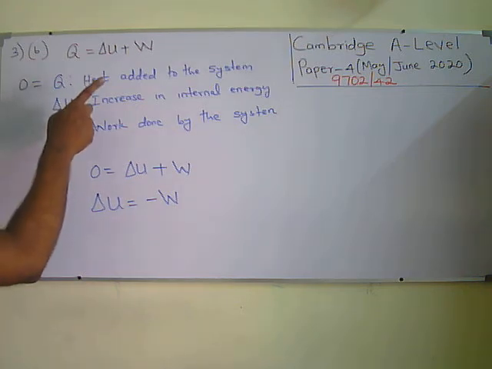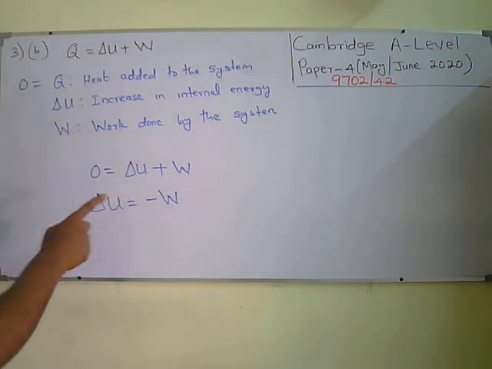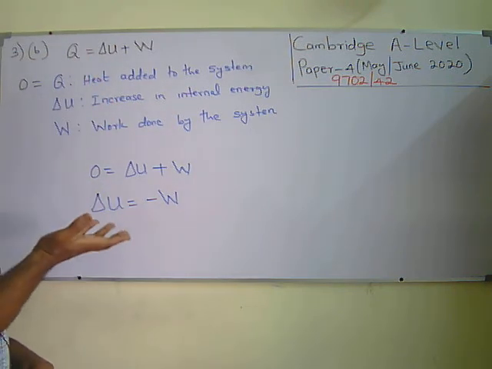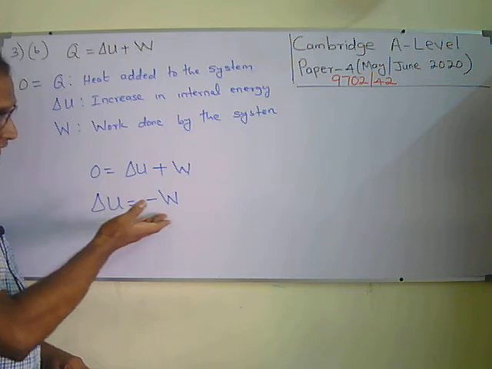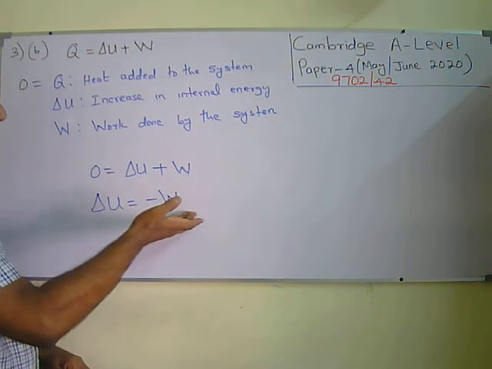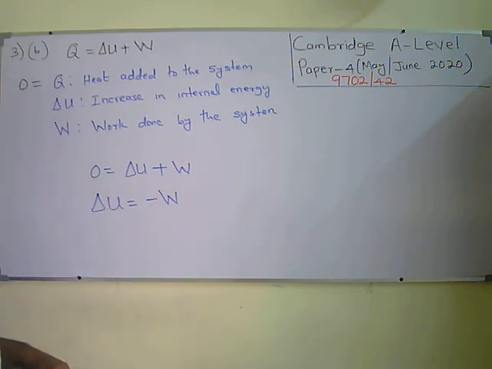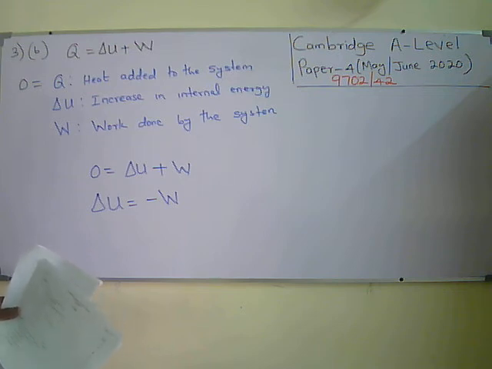Work is done by the system. Q is equal to 0. Therefore, internal energy will decrease. If you ask me why internal energy is decreasing, this is the explanation, but you don't need to write it. The mark scheme is not expecting these equations. Simply they are giving 3 points: when the gas suddenly expands, work is done by the gas due to increase in volume, so internal energy is decreasing.